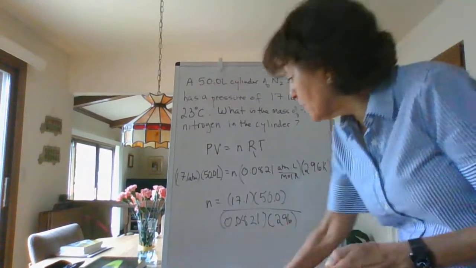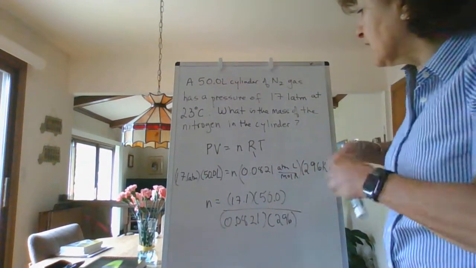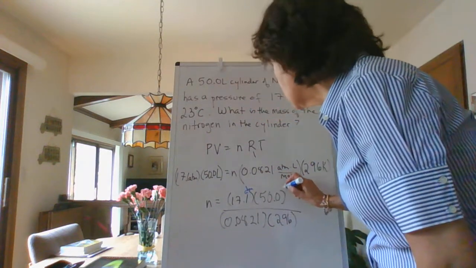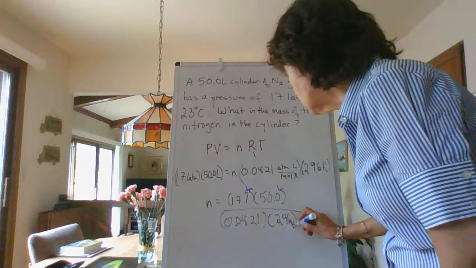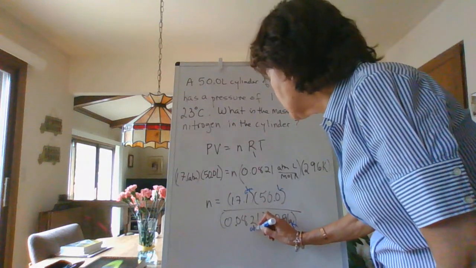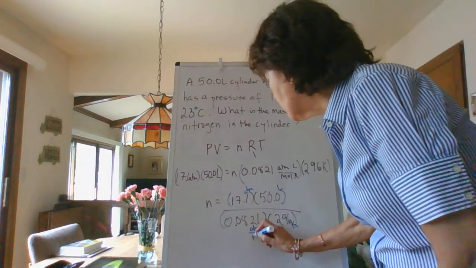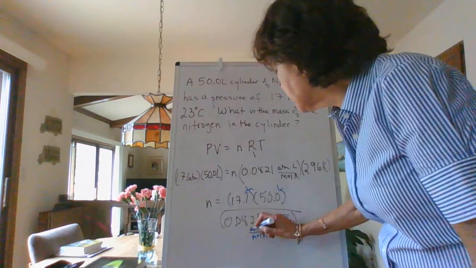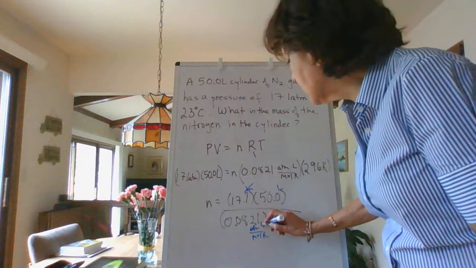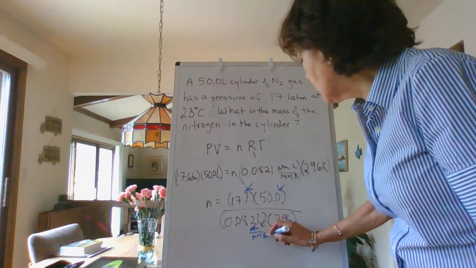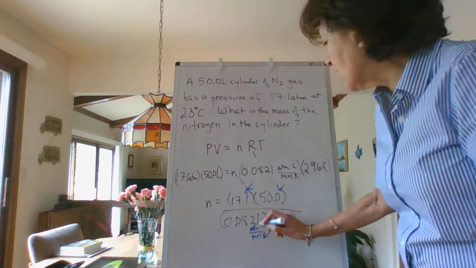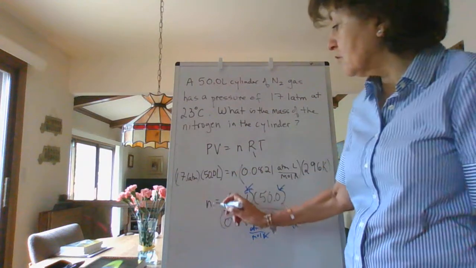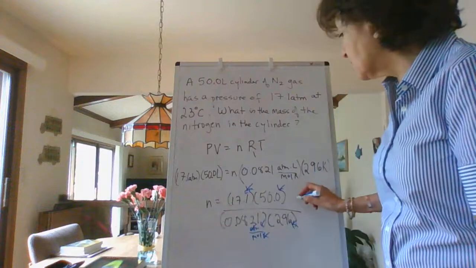All right, putting in the units just to make sure that everything cancels beautifully. This is atmospheres. This is liters. This is Kelvin. This is atmosphere liter over mole Kelvin. Okay, so atmospheres cancels with atmospheres. Liters cancels with liters. Kelvin cancels with Kelvin. And moles is in the denominator of the denominator, which is the numerator. So good. That's what we want. We want moles in the end.